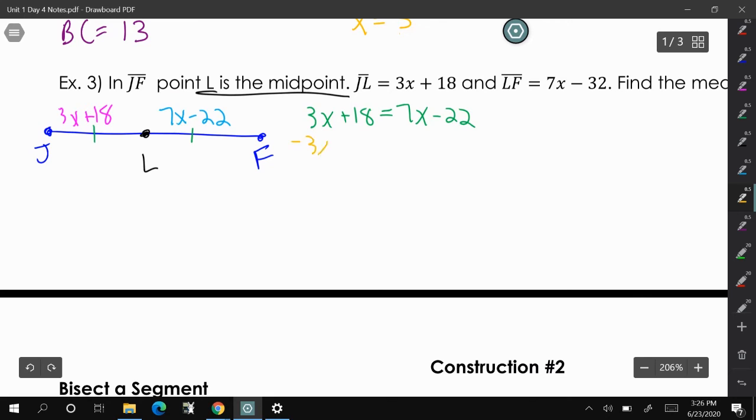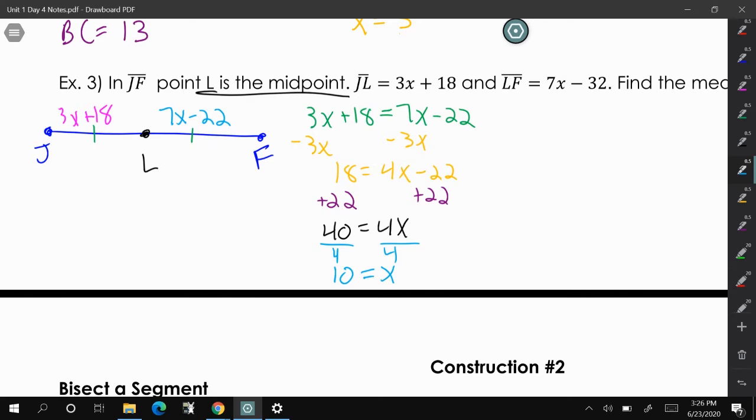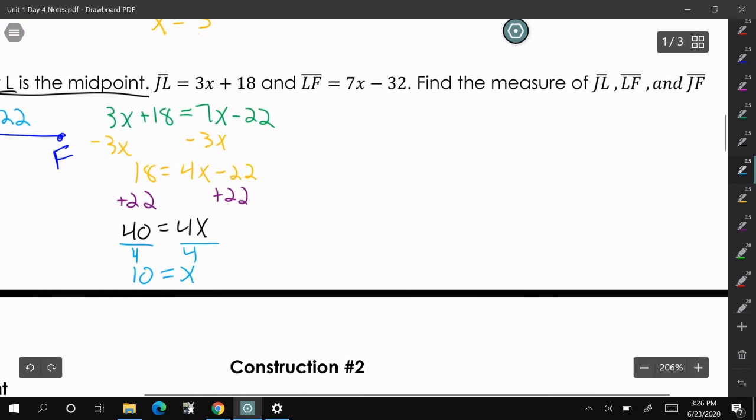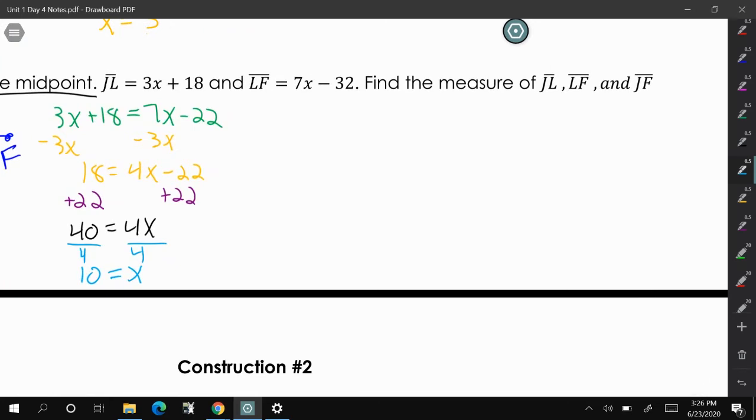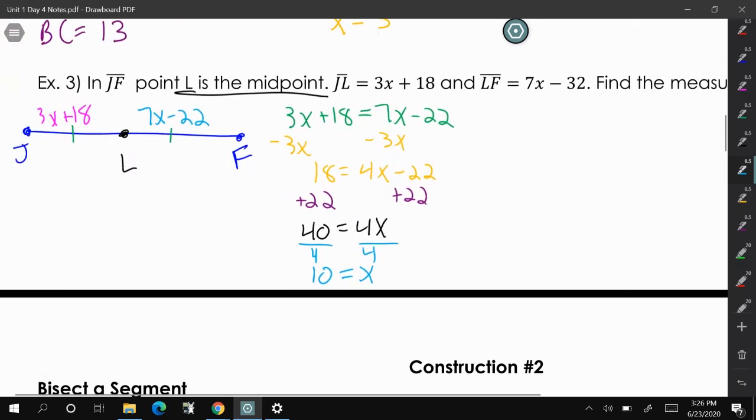We'll subtract 3x from both sides. We get 18 equals 4x minus 22. We'll add 22 to both sides, and we get 40 equals 4x. And then when we divide both sides by 4, we get 10 is equal to x. So we know what x is. Now we have to plug this back into the equations. We have to find the measurements of all segments, JL, LF, and JF.